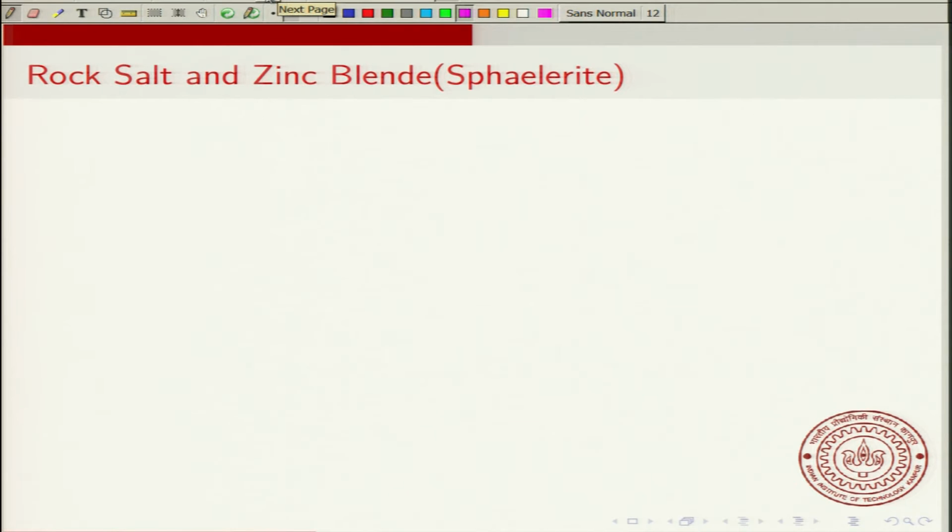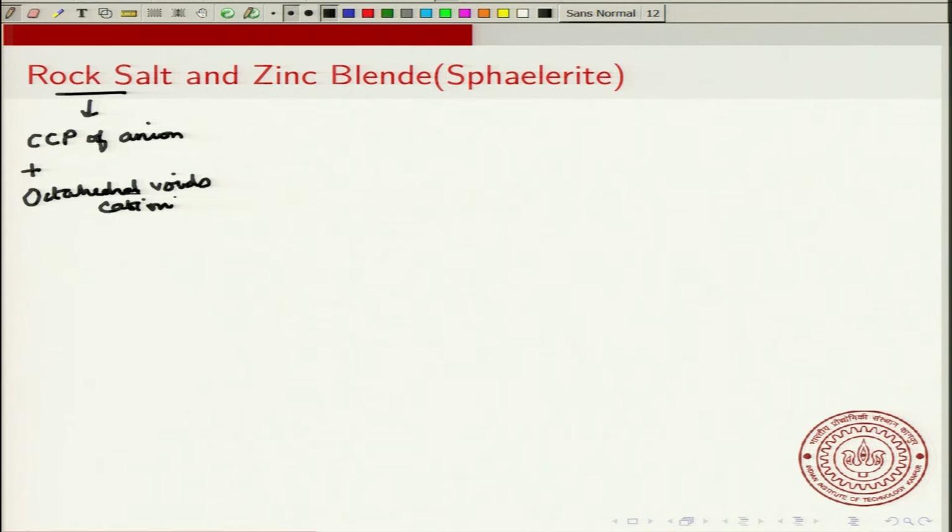Okay. So, the first two we will consider are rock salt and zinc blende. Rock salt is basically CCP plus octahedral voids. So a CCP arrangement of anion and octahedral voids for cation. And in this particular case you can exchange them, but we'll just follow the convention where we'll show the anion as a CCP. Anion is typically the larger ion, typically larger in size than the cation, and so at least in most of the structures we'll show the anion forming the close packed structure.